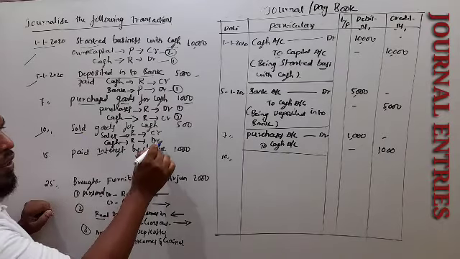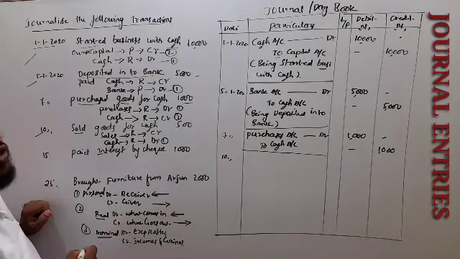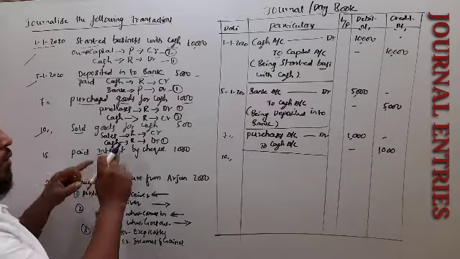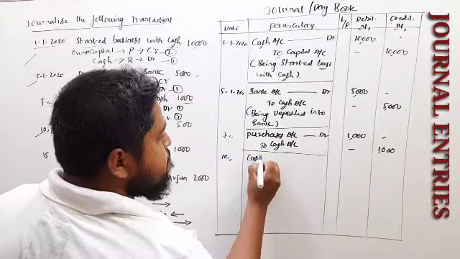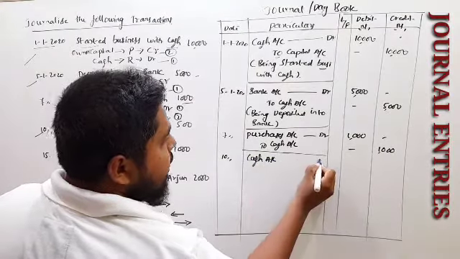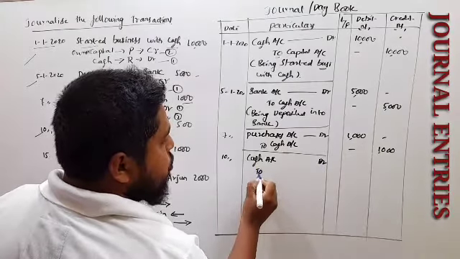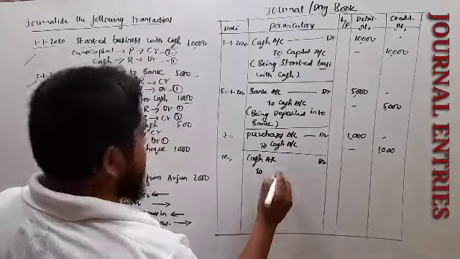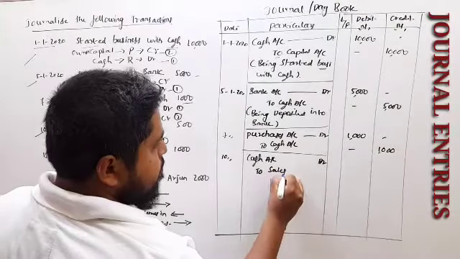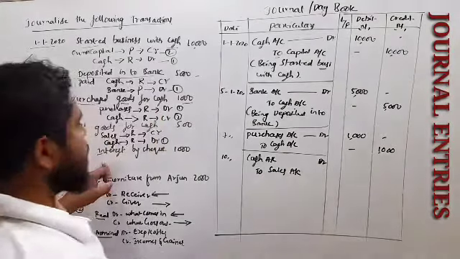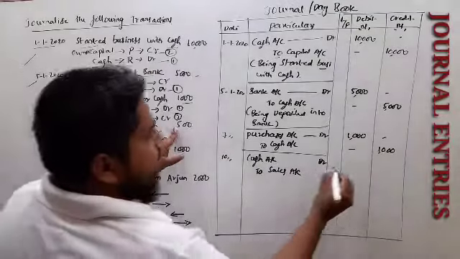So the same, first the debit entry you have to pass in the journal. So cash account debtor, to sales account. So amount 500.